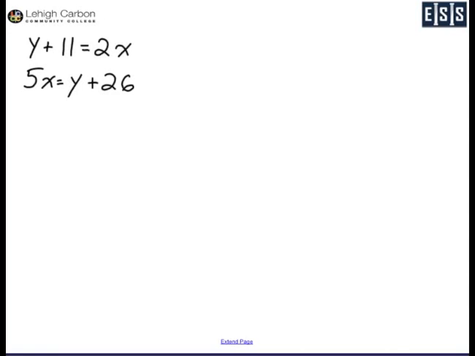Our first example, y plus 11 equals 2x, and 5x equals y plus 26. I'm going to keep my first equation the same.